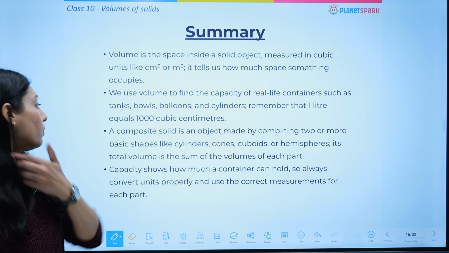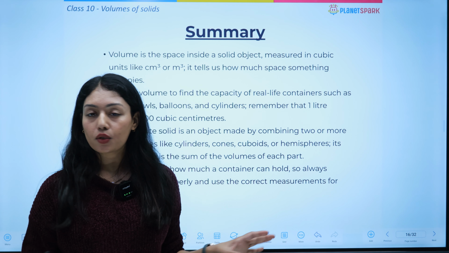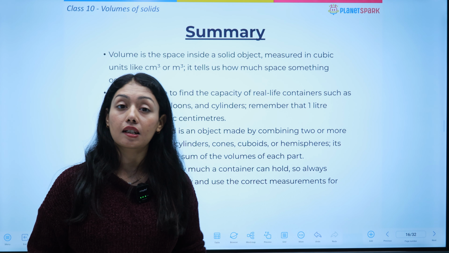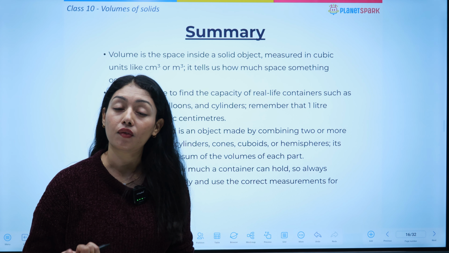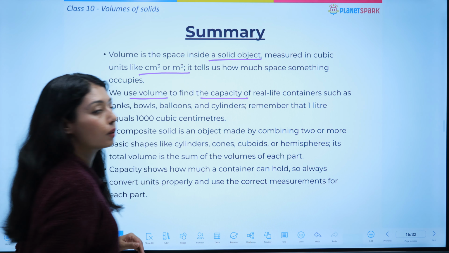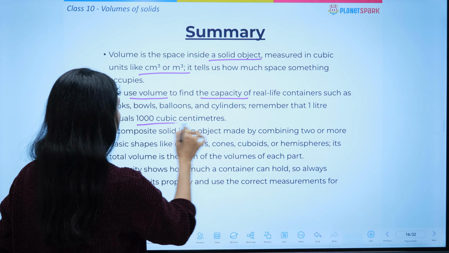So that was all, everybody. In combination of solid surface areas we have already discussed. Today we discussed the volumes. Volumes are pretty simple. We just have to add the volumes of whatever two shapes are given. Volume is the space inside the solid object, measured in cubic units, the space that is being occupied. And we use the volume to find the capacity as well, for example in liters as we did, and you can remember the conversion also.